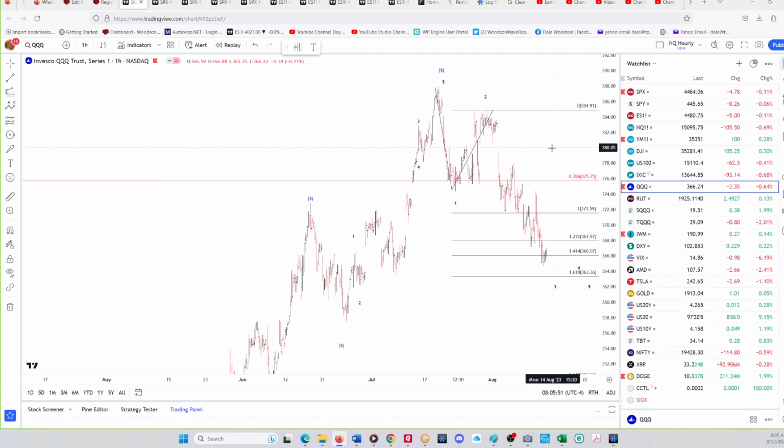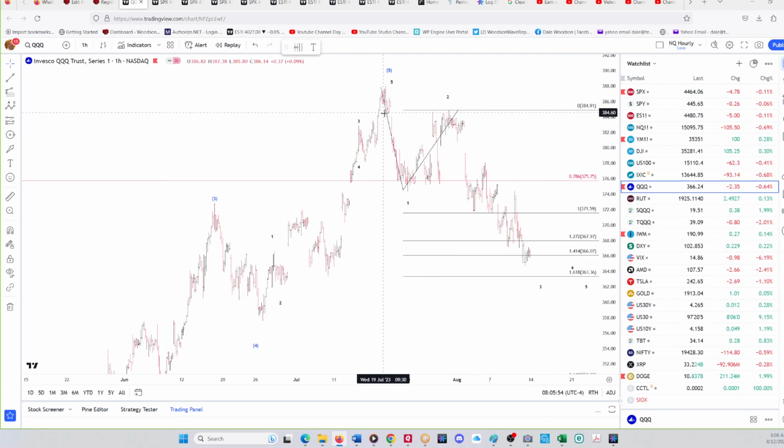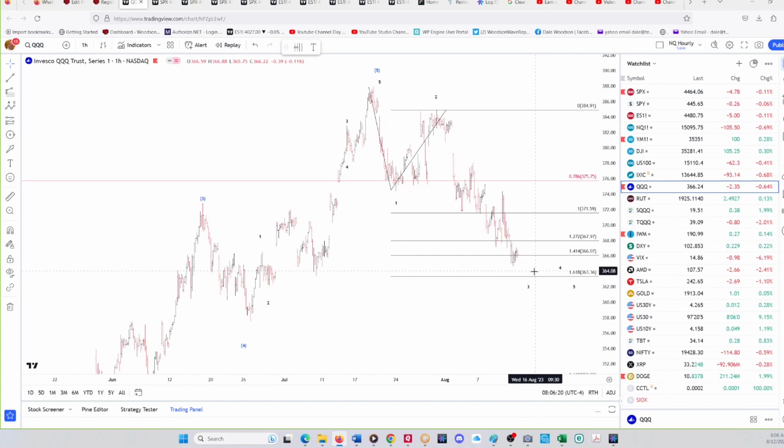We want to look at the Qs if we can, so let's get into that. There's the Qs there. We're looking from the wave B high here back on July 19. All these indexes didn't top in the second wave or B wave high on the same date. You can see we've got a 1 down and a 2 up. Here's the wave 3 targets. You can see it went just past the 1.414. That was 366.07, and the 1.618 is 363.36. So it's in a third wave down.